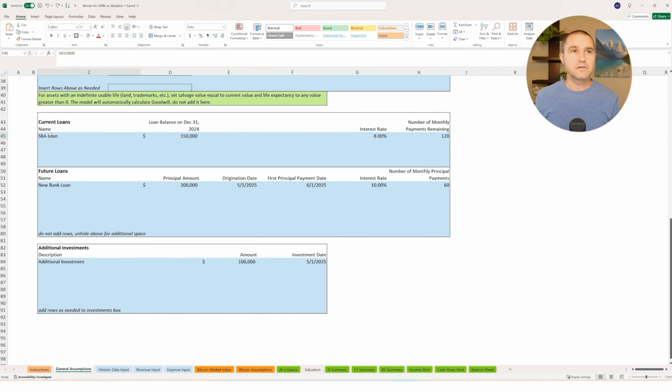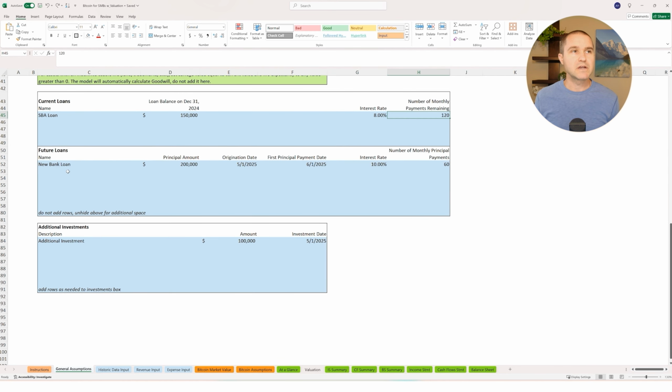You might have current loans. So let's say you have a current SBA loan of $150,000 balance at 8% interest over a 10-year term. Then maybe you're going to get a new loan here of $200,000 in a future month, and you can set that up as well. You can also add in additional investment, so equity investment here.